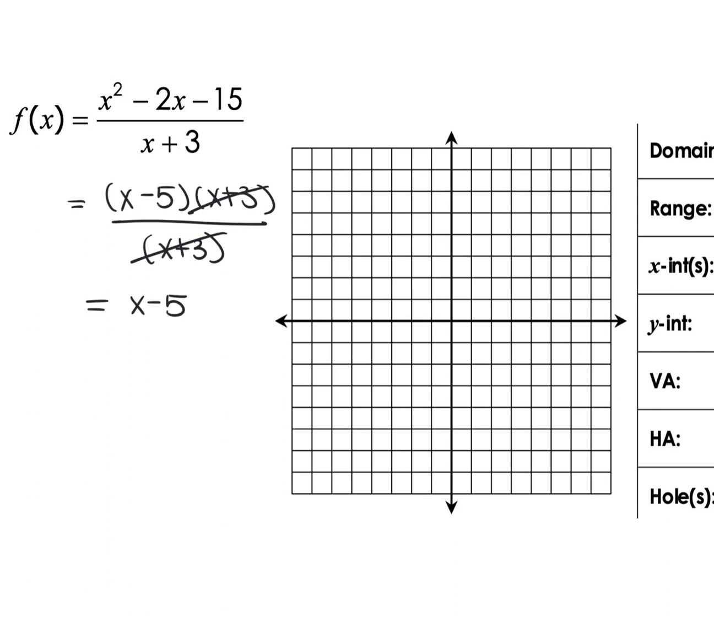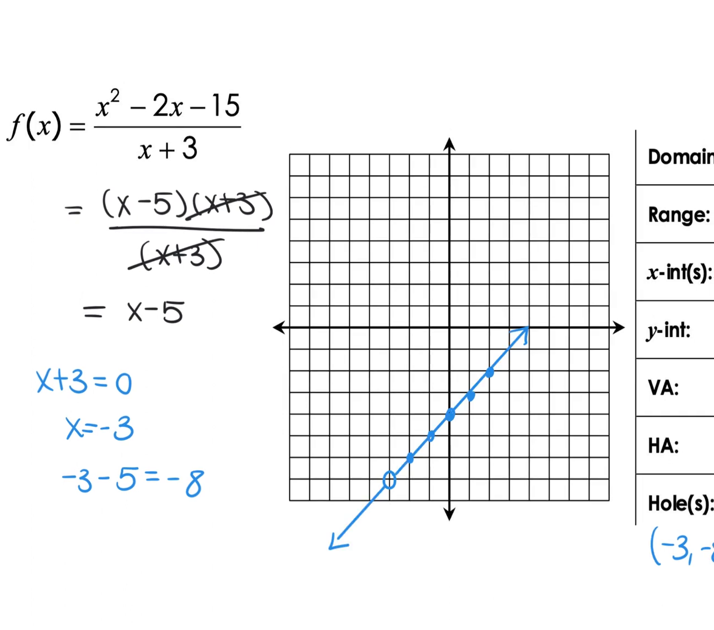Now, once you do that, this is the time when you're going to find the hole. So even though we canceled the x plus 3, we're going to set x plus 3 equal to 0. So then x equals negative 3. And then we do negative 3 minus 5, which is negative 8. So we have a hole at negative 3, comma negative 8. So I can go to negative 3, comma negative 8, and I'm going to draw a hole here. And then the graph is going to increase by a constant because this is a linear function. So this is the way the graph will look. Let me use stencil. So that's the way our graph looks.